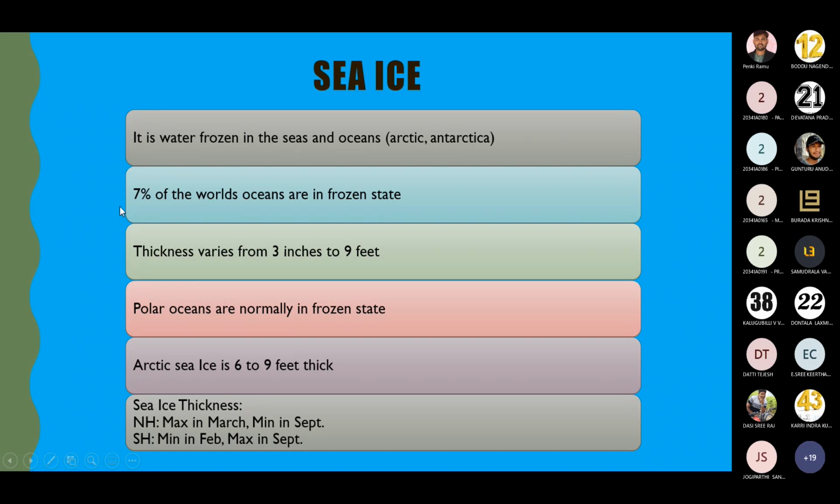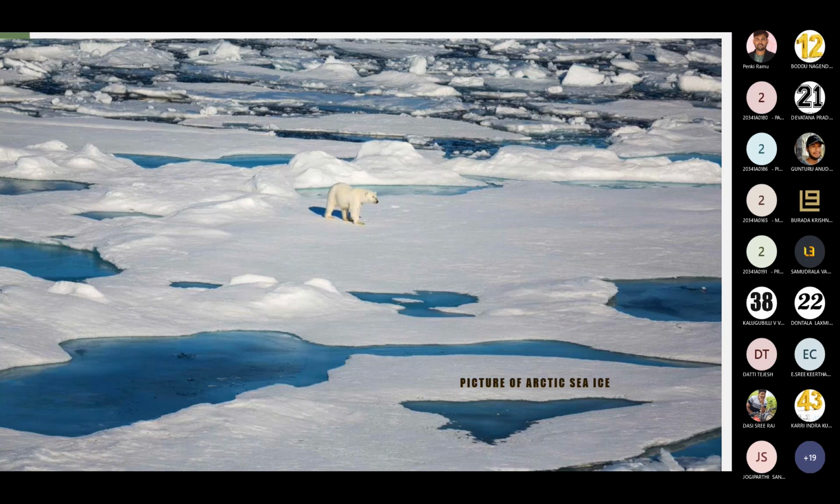And if you are talking about sea ice thickness, in the northern hemisphere sea ice has maximum thickness in the month of March and minimum in the month of September. And in the southern hemisphere, it is minimum in the month of February and maximum in the month of September. So these are some pictures of sea ice. You can see how strong and how thick this sea ice is. There a polar bear is moving over this ocean region. This is actually the interior of the sea, but the sea is frozen. That is why this polar bear is able to walk here.